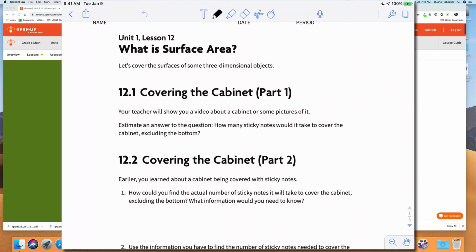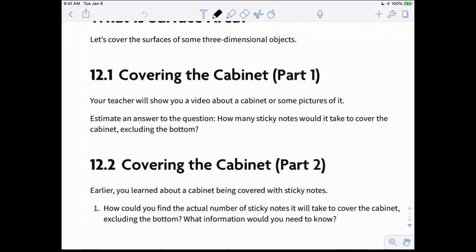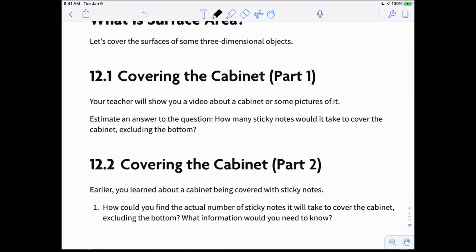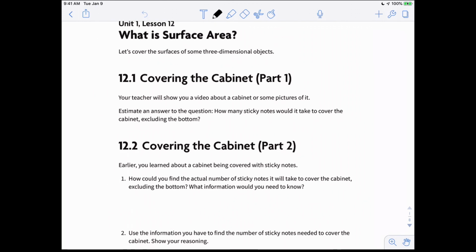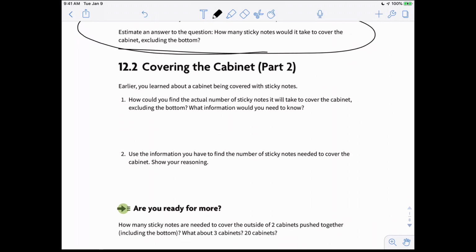So this lesson is kind of unique in that it starts off with a nice video. It's a classic video by Andrew Stadel where he is covering a big, huge cabinet with a bunch of sticky notes, and the students are supposed to watch and make an estimation. That's like that physical reminder of what is surface area. Oh, it's the Post-its that are going around and covering the cabinet, which of course is a rectangular prism.